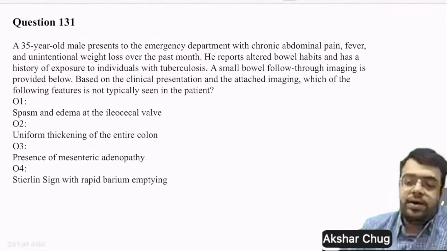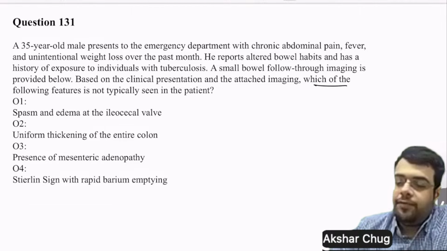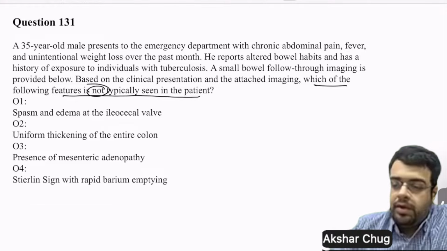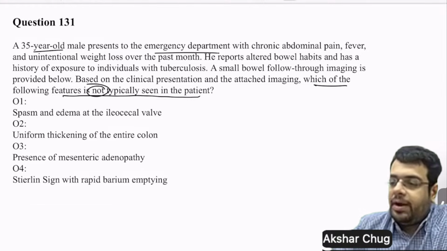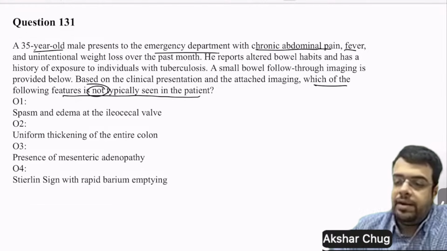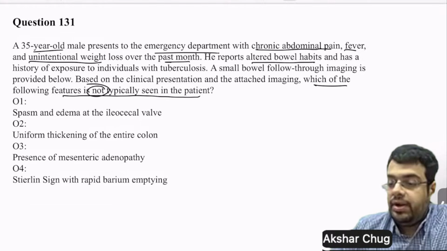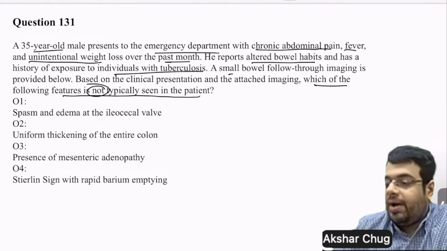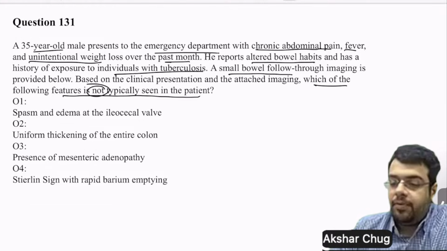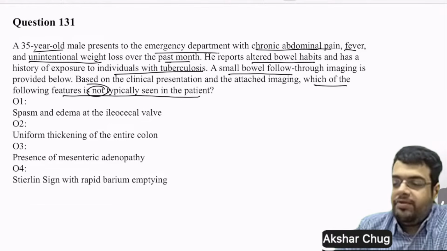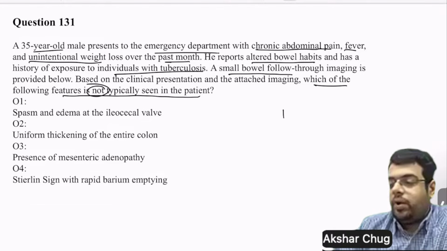131, again a long stem question. Which of the following features is not typically seen in this patient? 35-year-old male, emergency department, chronic abdominal pain, fever, unintentional weight loss over the past month. He reports altered bowel habits and has a history of exposure to individuals with TB. Small bowel follow-through imaging is provided below. Based on the clinical presentation and the attached imaging, which of the following is not seen? If we're talking about TB of the intestine or intestinal TB.